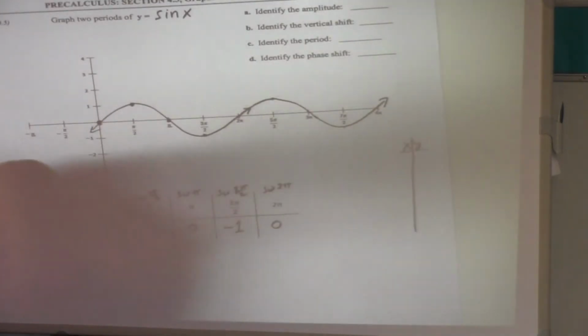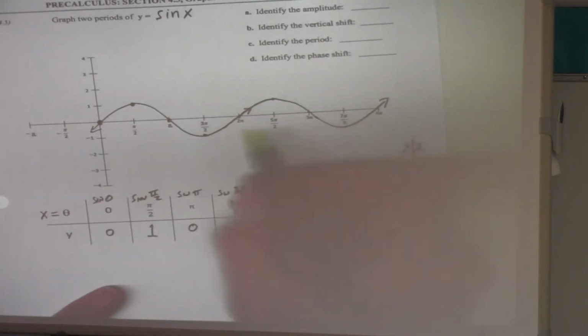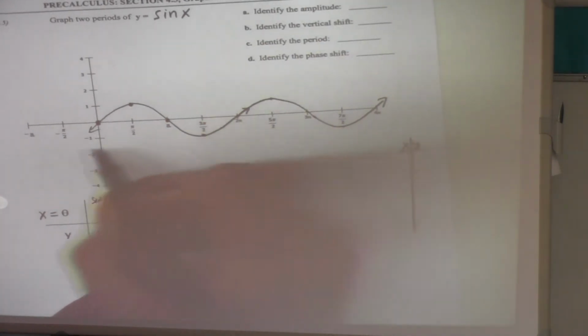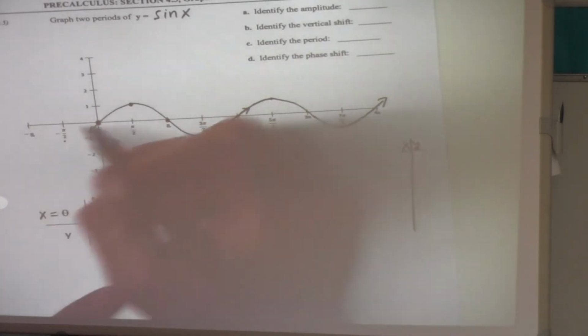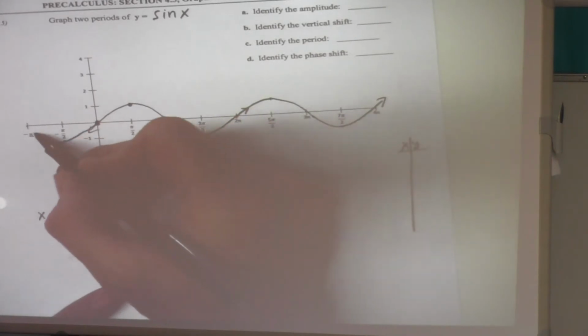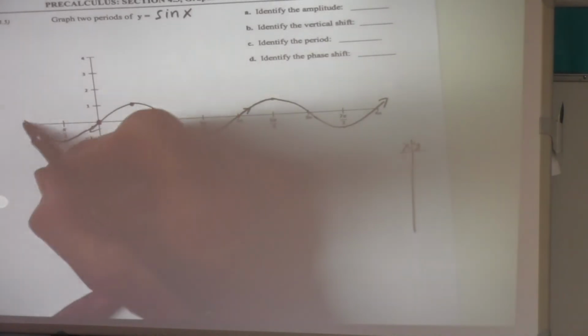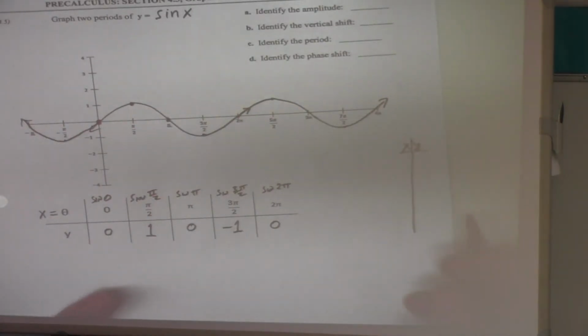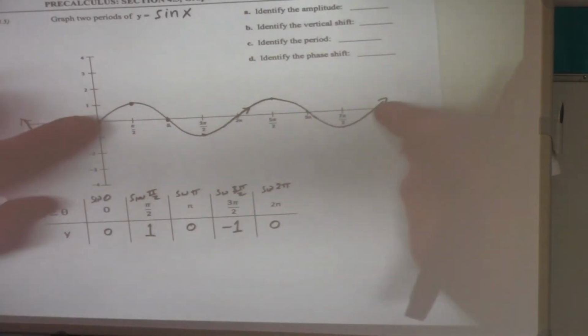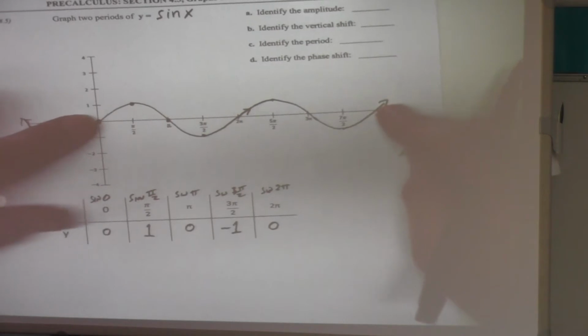We could also go back the other way, because negative pi over 2 would be going to like 3 pi over 2, and then we're at pi, so this curve continues in the same way. Right? And if I were to keep it going there. So from here to here, I have graphed 2 periods of sine x.